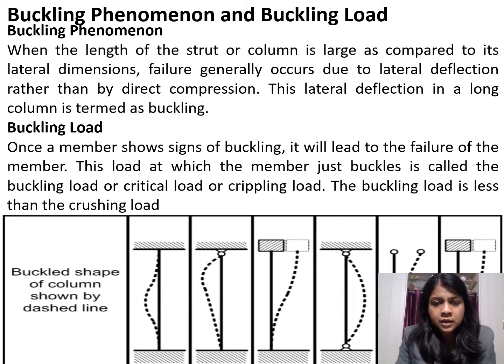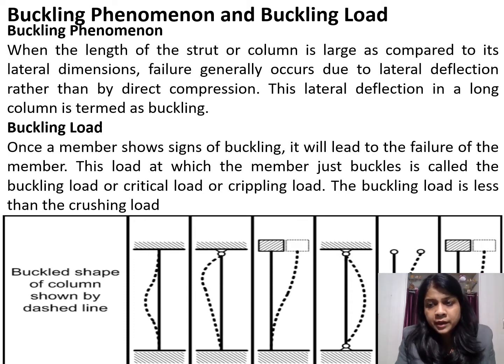Similarly, we can see the various shapes of the column at different end conditions. In the fourth picture, the top and bottom ends are both hinged, and in such a case, as the ends are hinged, the column has been fully deflected. So this is the shape. The dashed line is the deflected shape of the column in this condition.